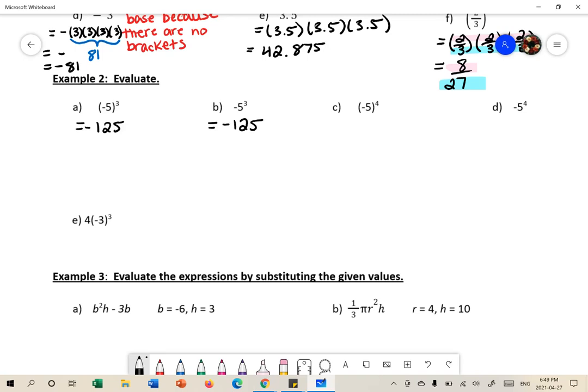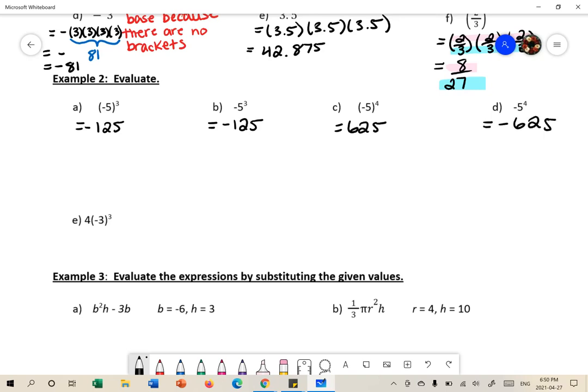In C, we have brackets, so our negative is part of the base. So in your calculator, make sure you're including the brackets. You're going to get +625. And in D, without the brackets, the negative is not part of the base. So your answer is going to be -625.